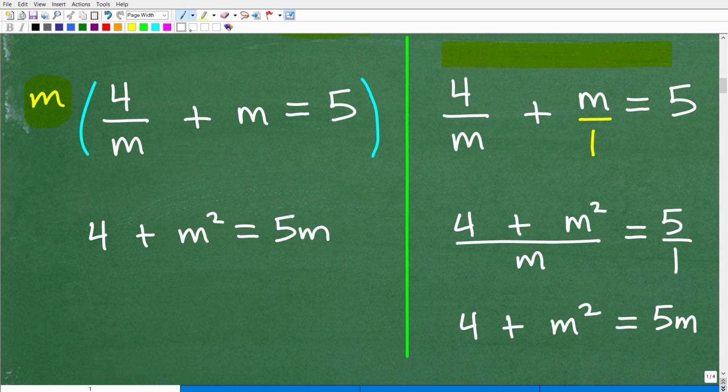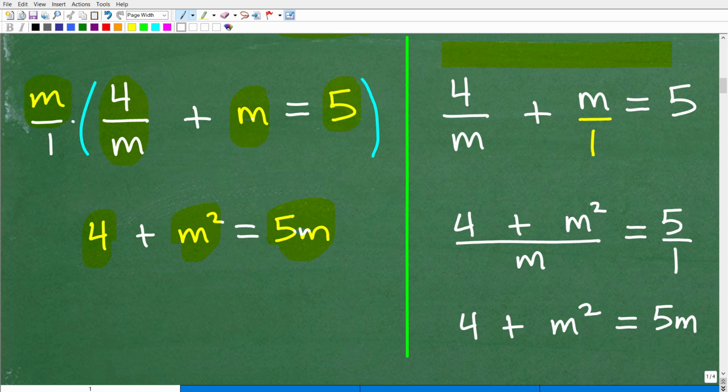So let's go ahead and focus on each term. We're going to take m and we're going to multiply it by 4 over m first. So m, or m over 1, times 4 over m. What happens? The m's cross cancel. You're left with 4. Hopefully you could see that. So that is the result of m being multiplied by 4 over m. What about m times m? Easy, right? That'll be m squared. And then m times 5 is 5m.